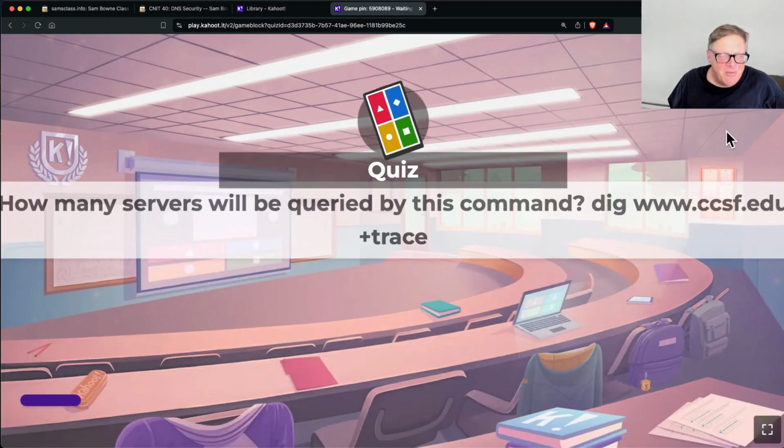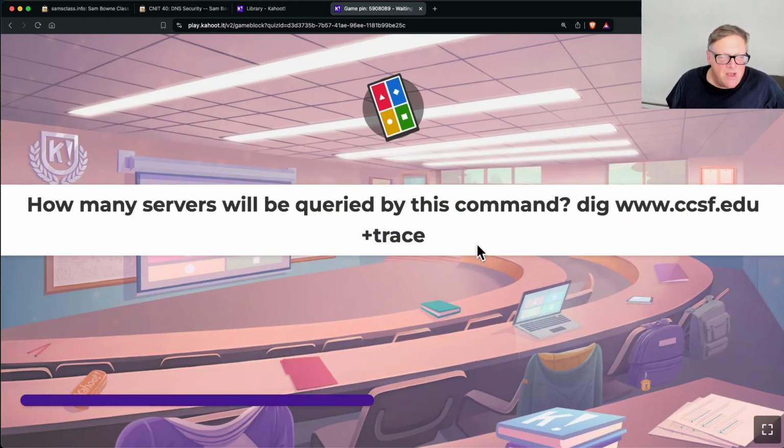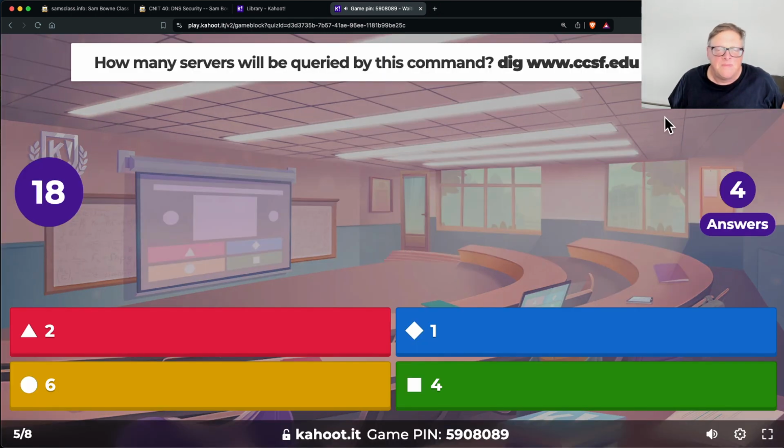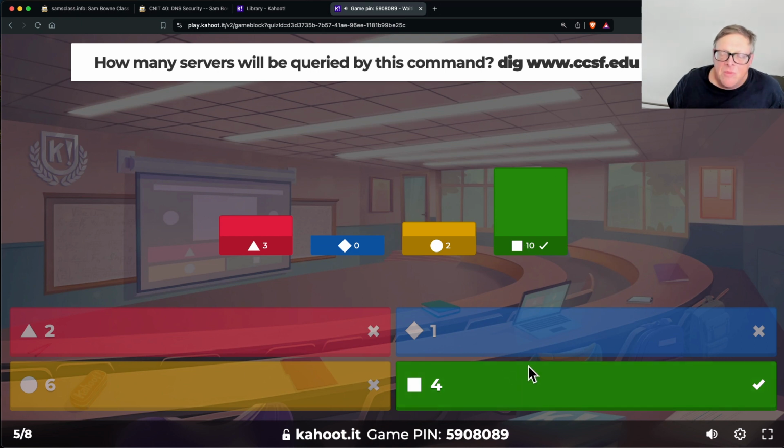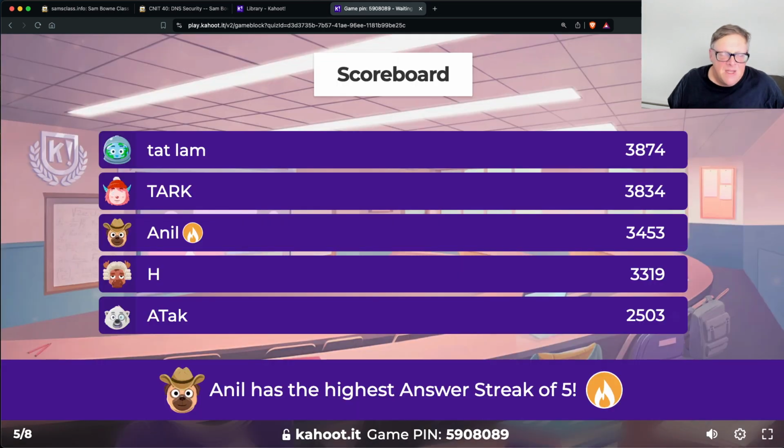All right, so how many servers will be queried by this? dig ccsf.edu +trace. That's 4 of them. All 4 of them to get to the root. You dig dot, then you dig .edu, then you dig ccsf.edu, and then a 4th one to get to the end. So, all right.